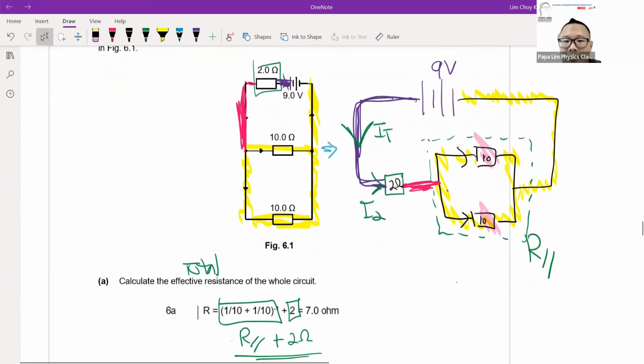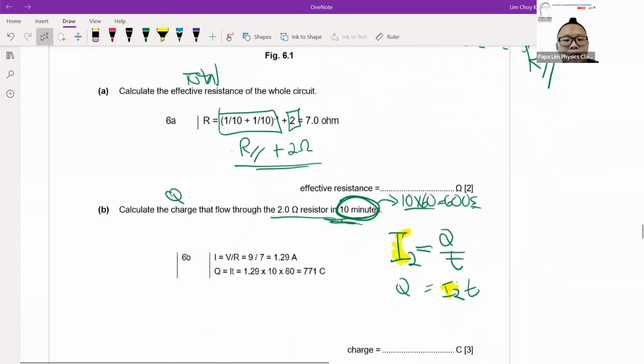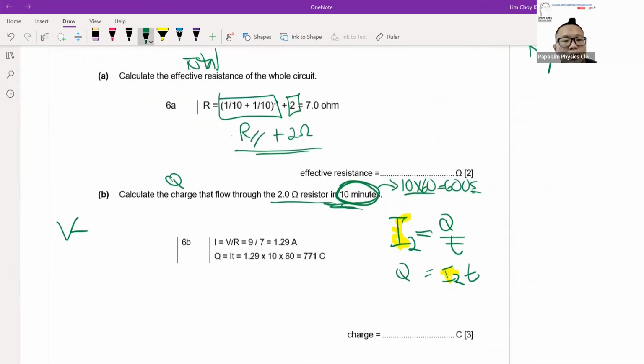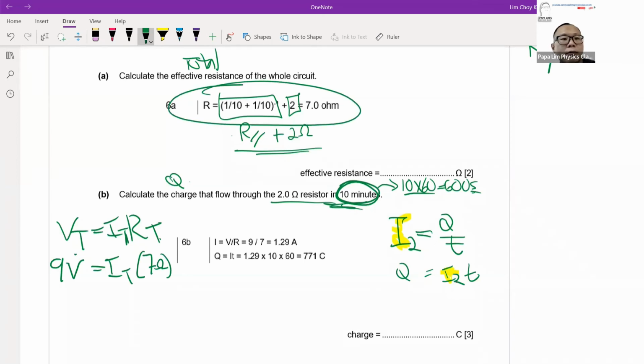out of the battery. So if I know the effective resistance, the total resistance, I can find the total current flowing out of the battery because I know the total potential difference, which is the EMF, which is my 9 volts. The resistance is 2 plus 7 ohm. 7 ohm is here. After that, I will have the answer to be 1.29.